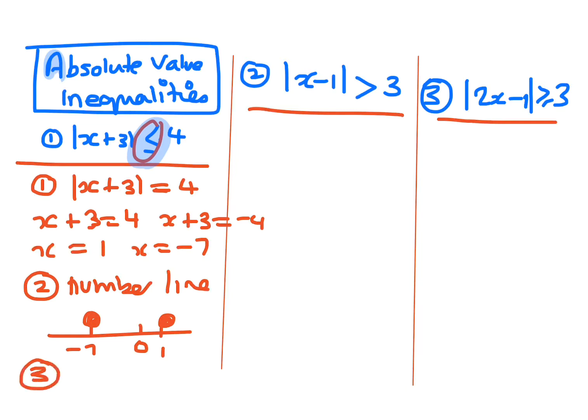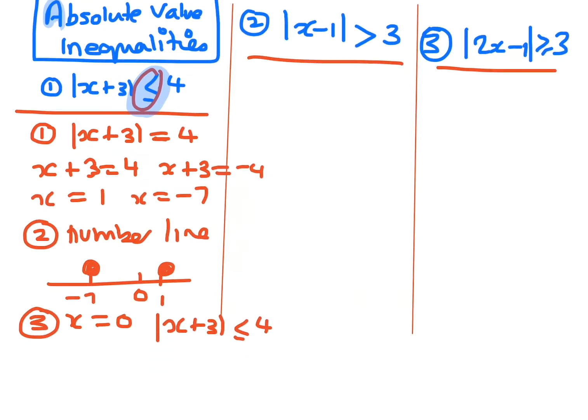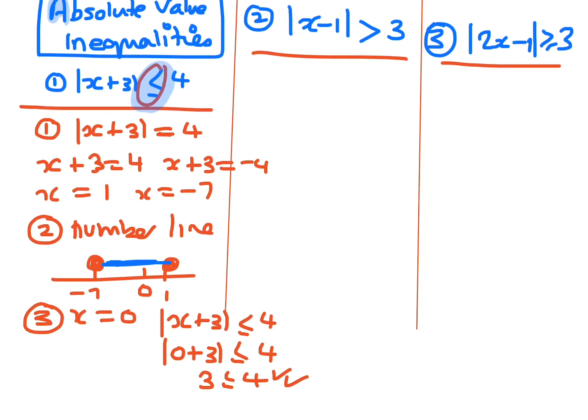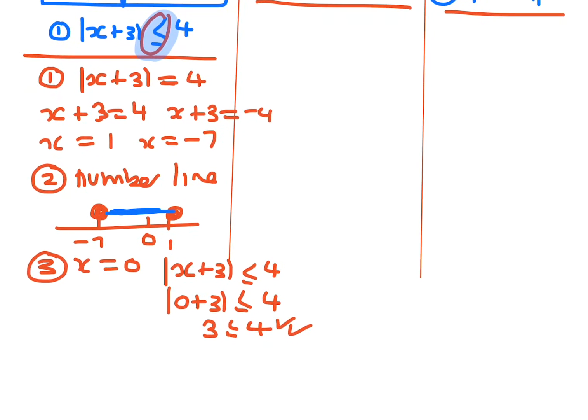So what we're going to do is put in x equals 0 and test using the original inequality to see if that is true. So it's the absolute value of 0 plus 3 is less than or equal to 4. The absolute value of 3 is 3, which is less than or equal to 4. So that tells you that in between minus 7 and 1, there is a solution.